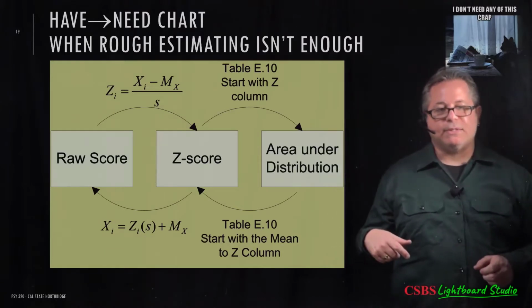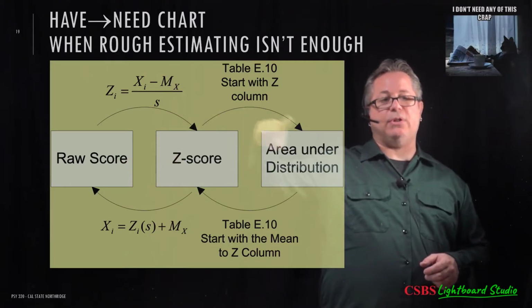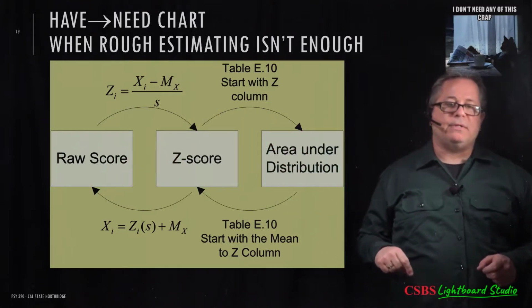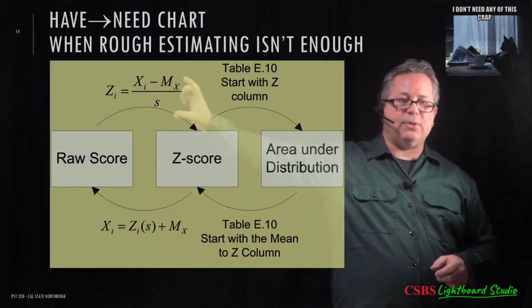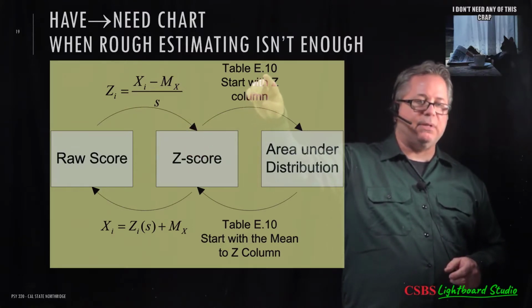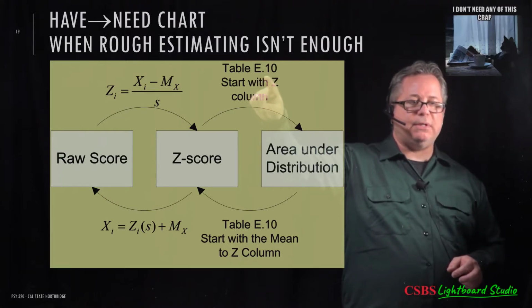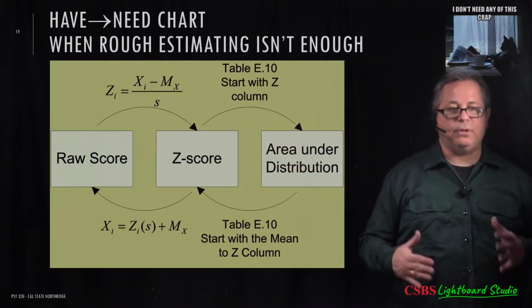The process goes something like this: if what I have is the raw score, but what I need is the area under the curve or under the distribution, the steps look like I'm going to take my raw score, I'm going to convert it to a z-score first using this equation, and then I'm going to go to a table, depending on which version, it's either E10 or D10, but it's the z-score table that there's a link for on the class website, if you look there. So you're going to go to the E10 table, which is the Z table, and you're going to start with the Z column. You're going to look up the Z-score, and then you're going to figure out the area that you need under the distribution.